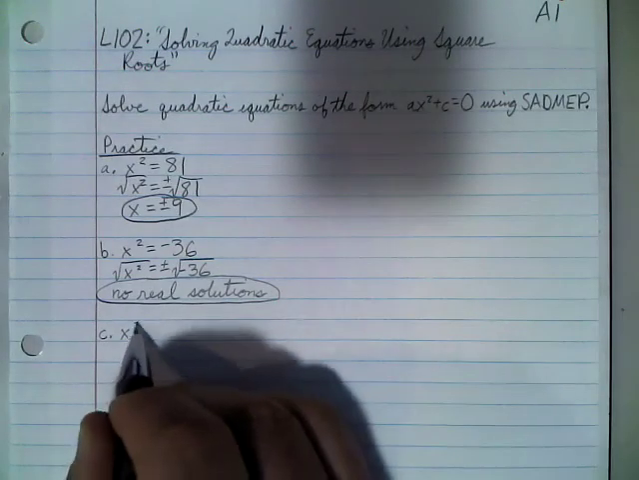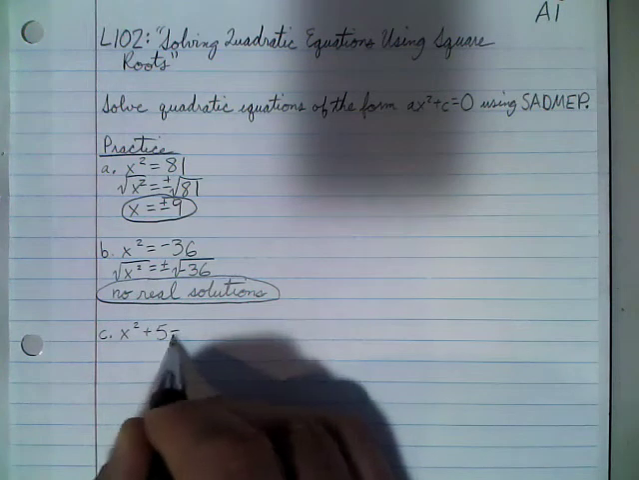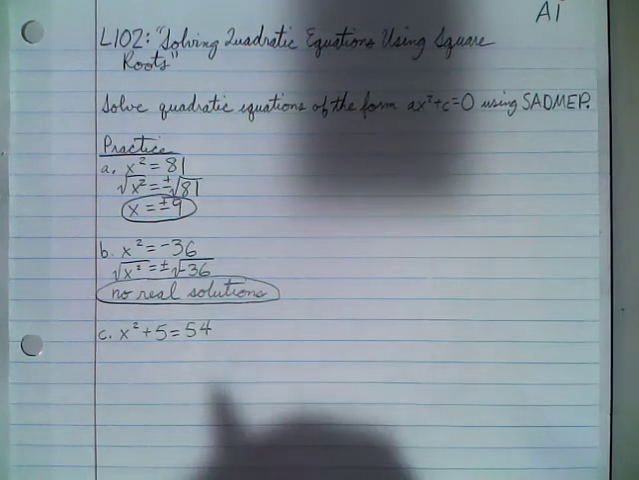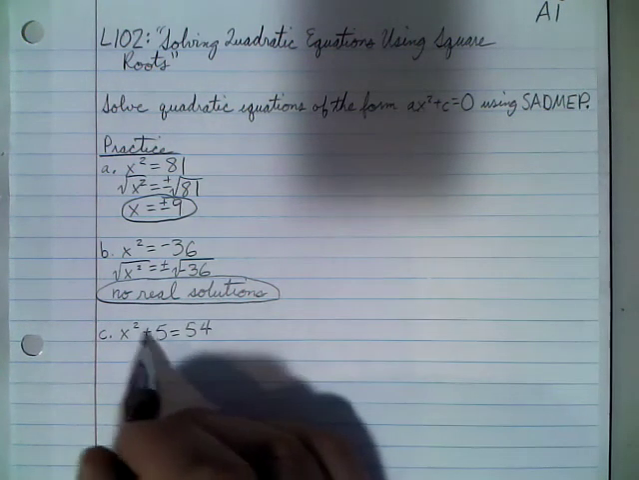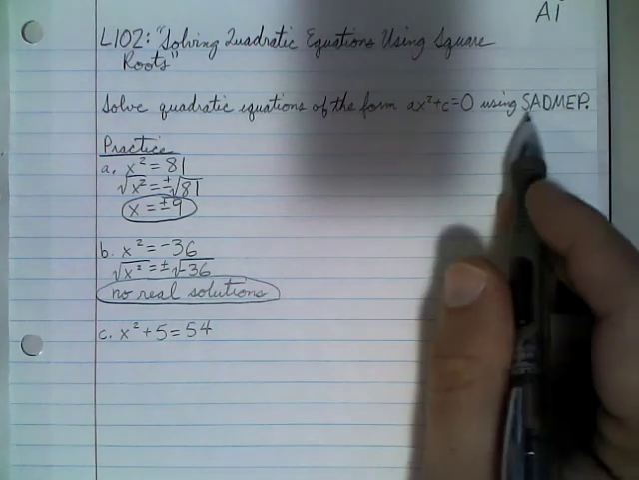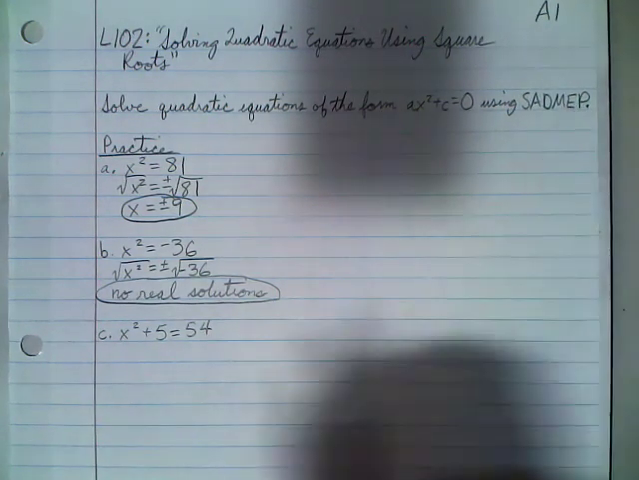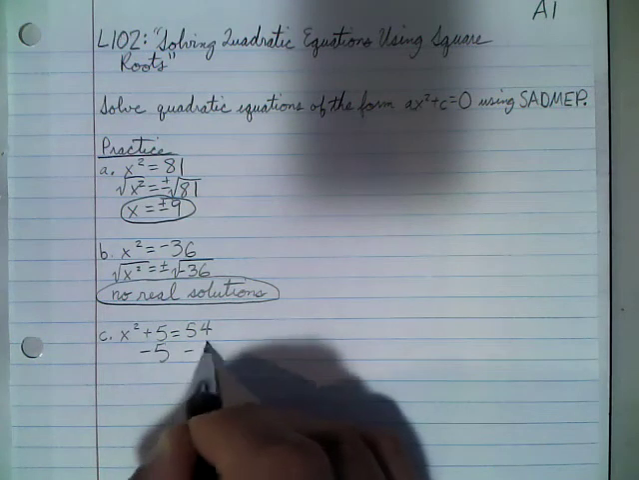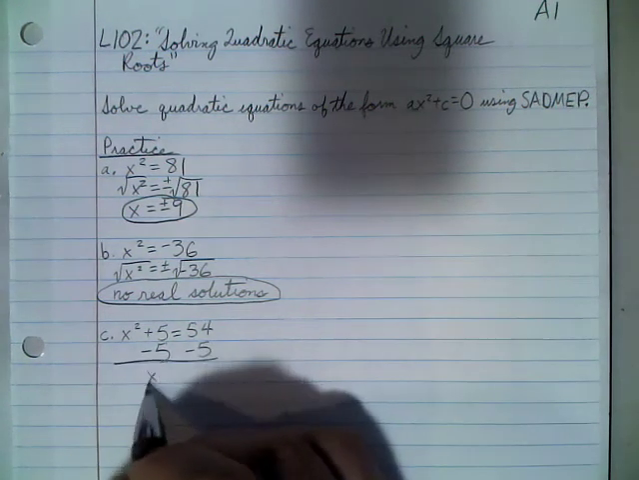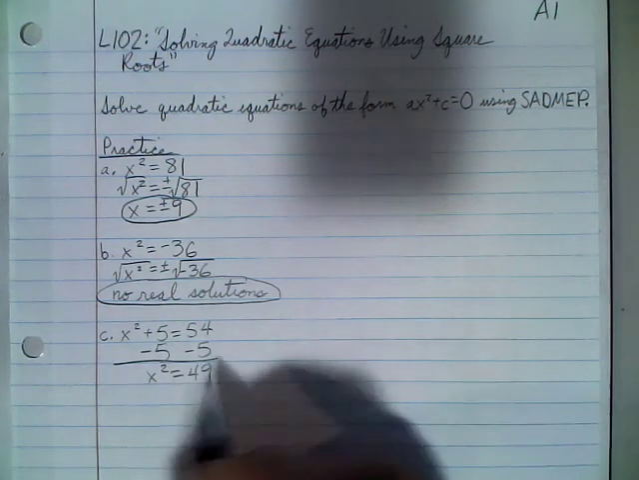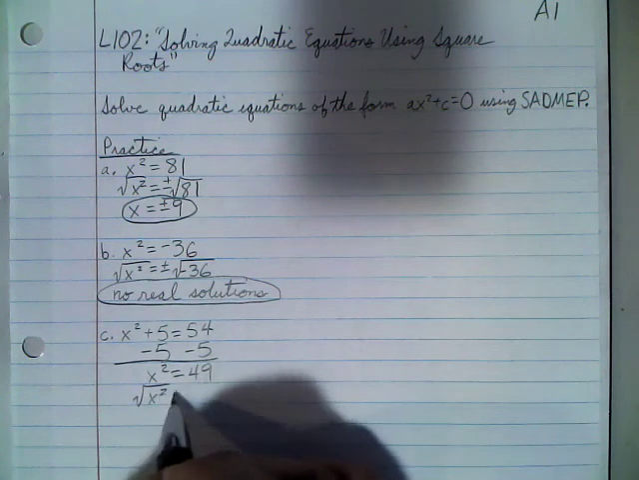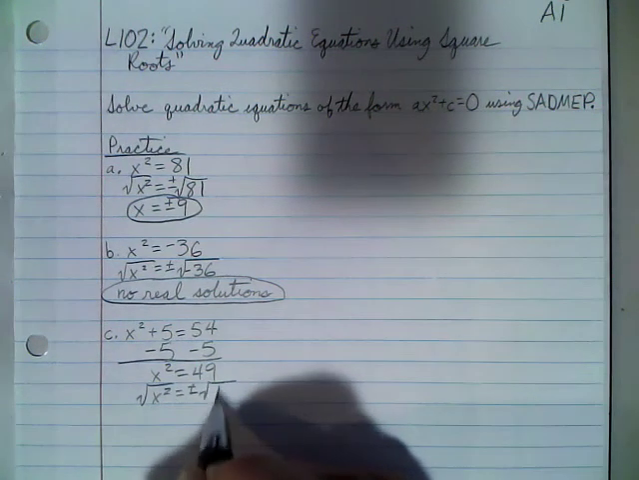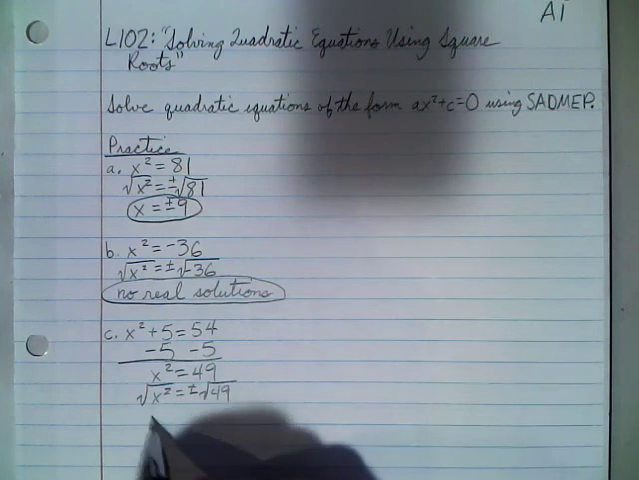For C, I have x squared plus 5 equals 54. And so I'm going to take care of my subtraction and addition before I take care of my exponent. So minus 5 on both sides. Therefore, x squared equals 49. Take the true square root of both sides, so there's a plus minus over here. And so therefore, x equals plus or minus 7.